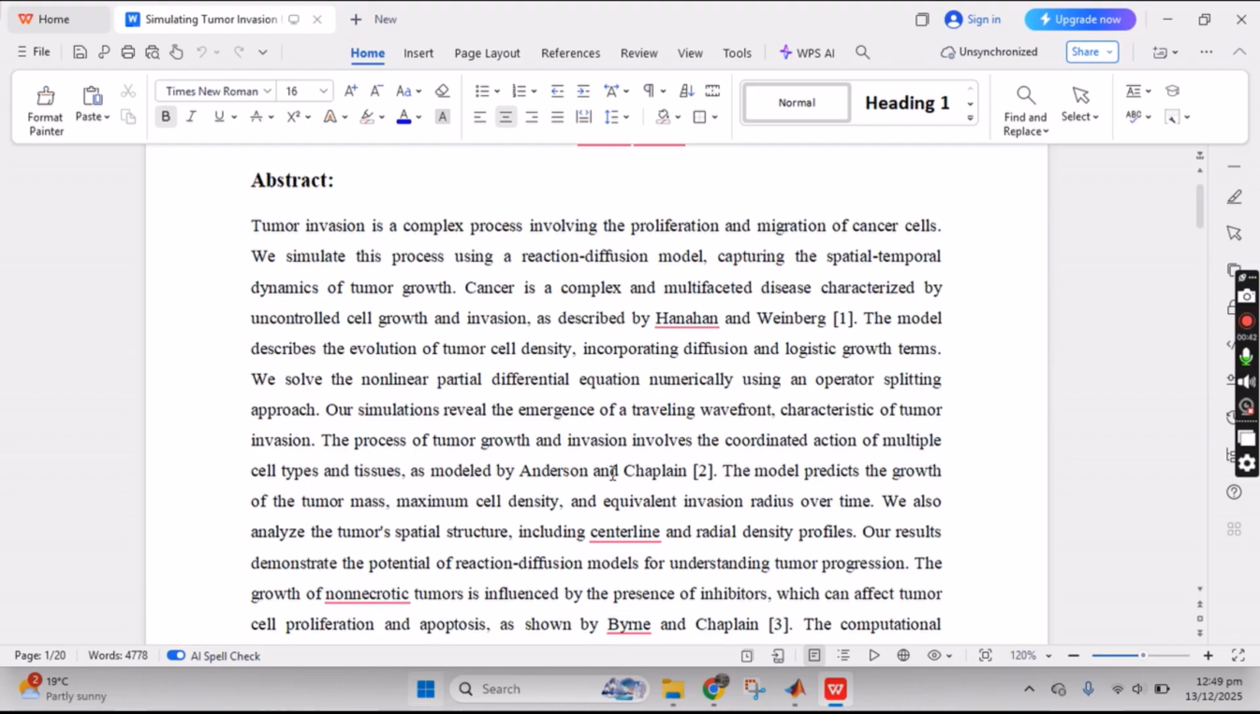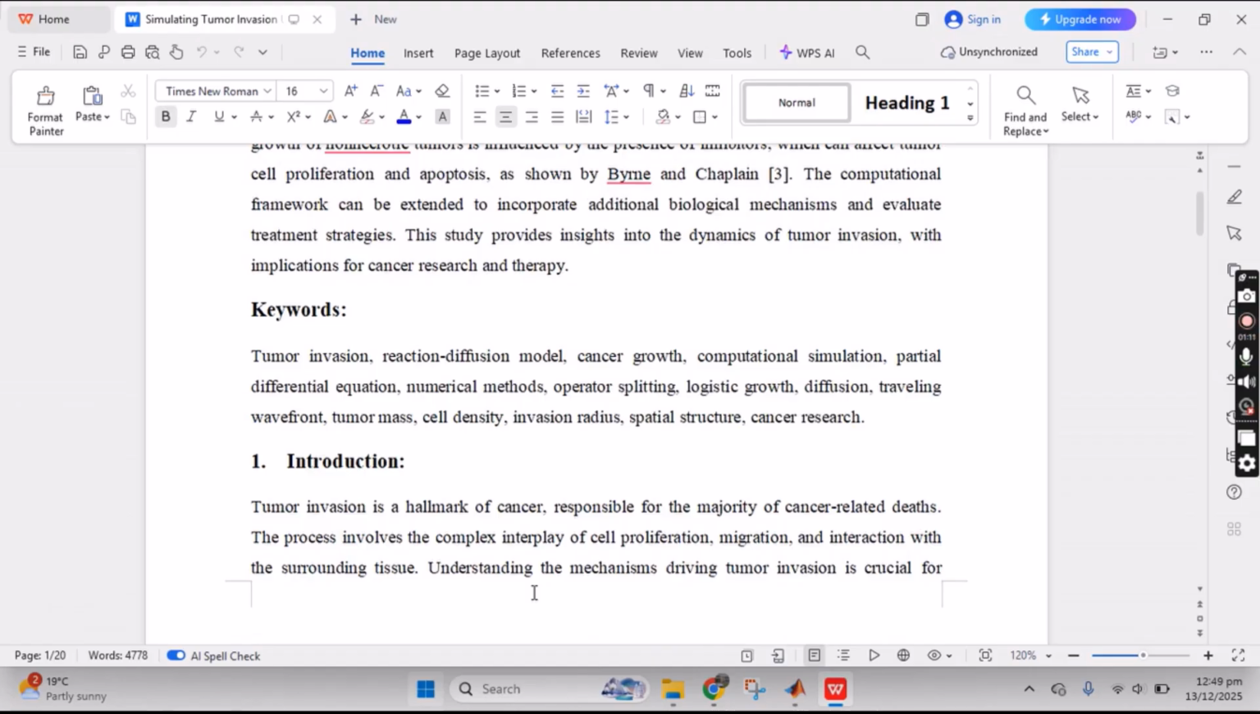And in the simulation of the emergence and traveling wavefront characteristics of tumor invasion, the model predicts the growth of the tumor mass, maximum cell density, and the equivalent invasion radius over time. Then in the analysis of the tumor spatial structure, including the center line and the radial density profiles as well.